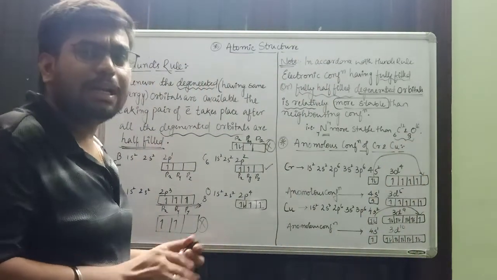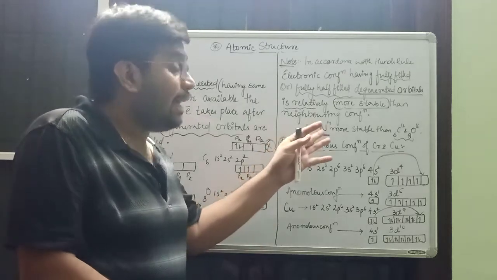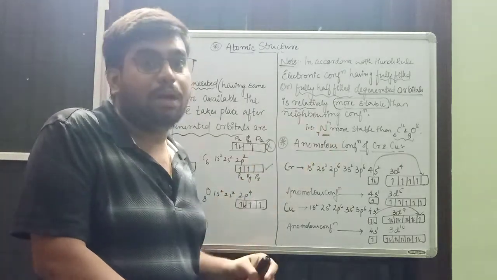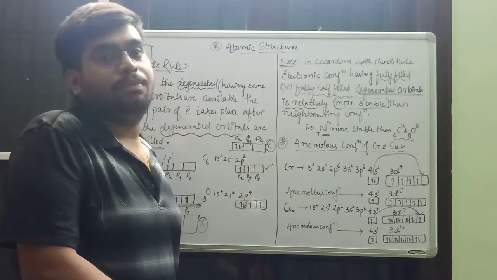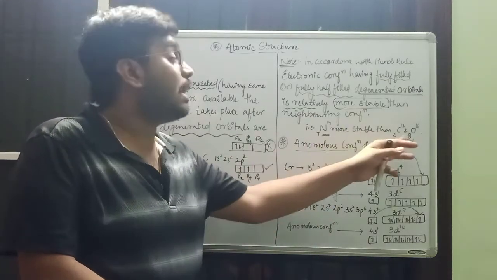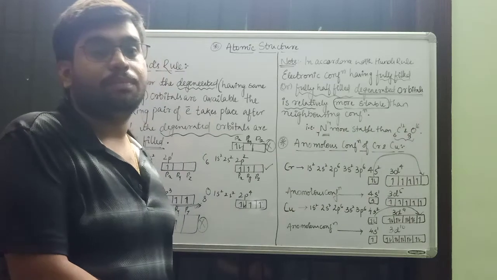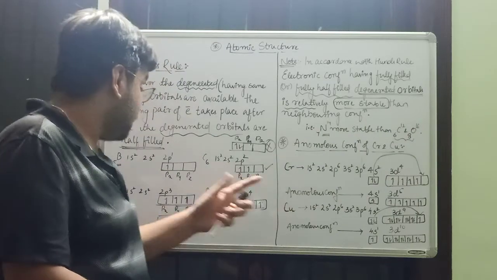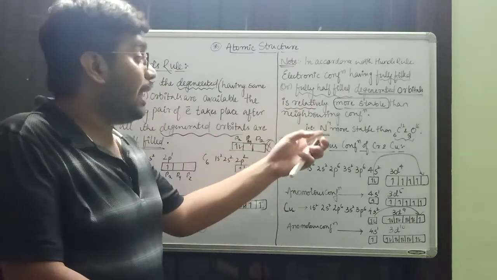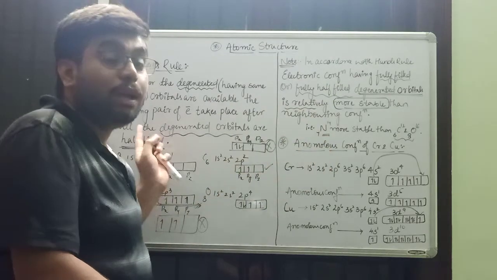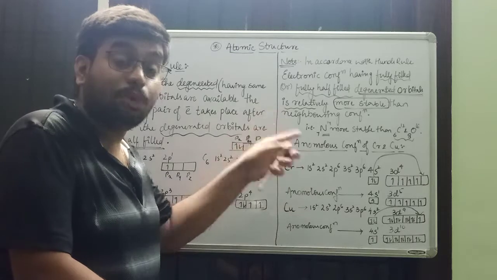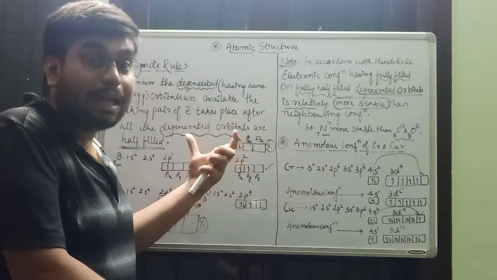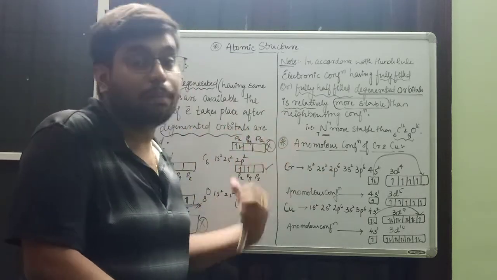Generally, nitrogen will form a triple bond which requires very high energy to break. But it is not the case with carbon and oxygen. Why? This is the reason. It has a configuration which has fully half filled degenerate orbitals. That is the reason why it is more stable than its neighboring elements, that is oxygen and carbon.